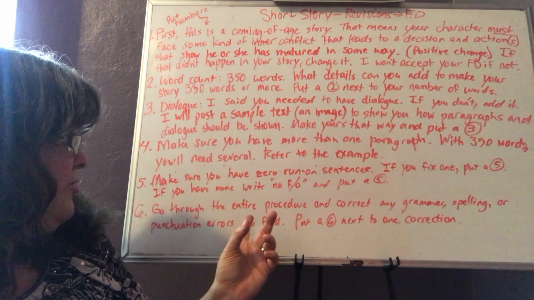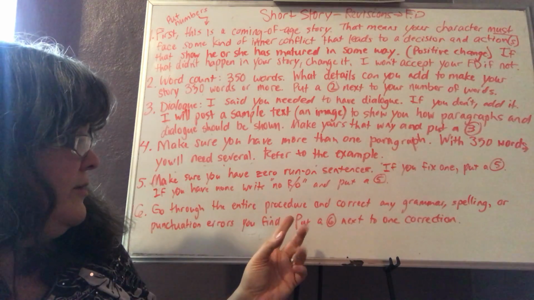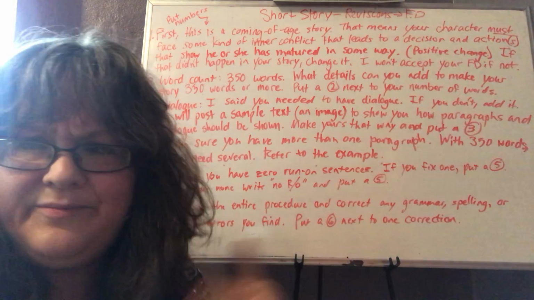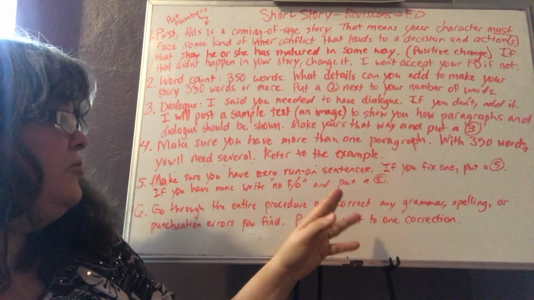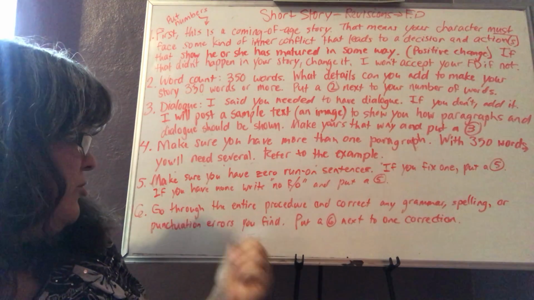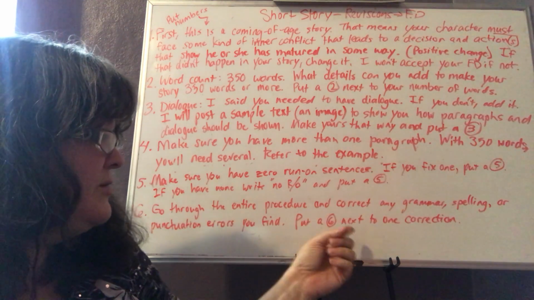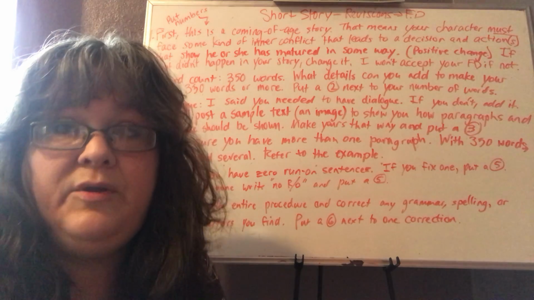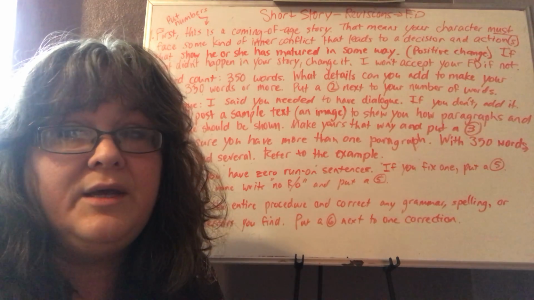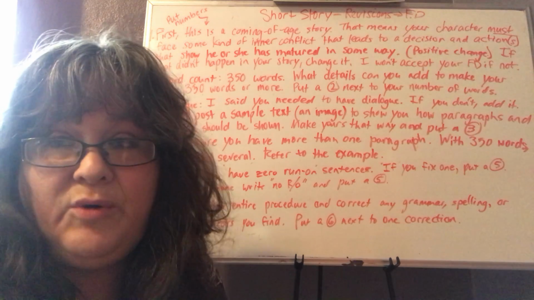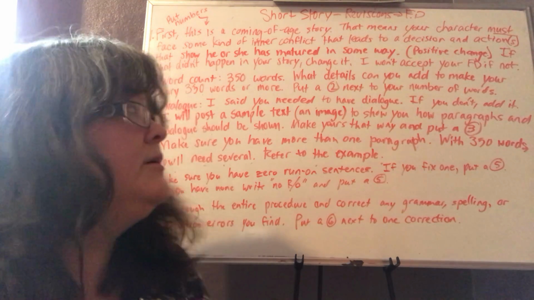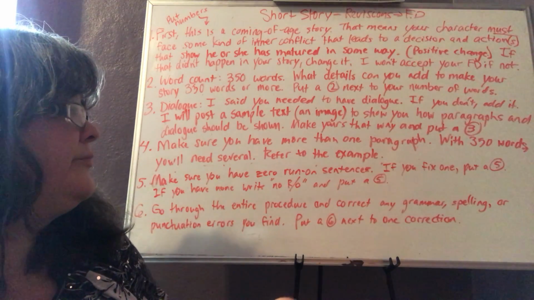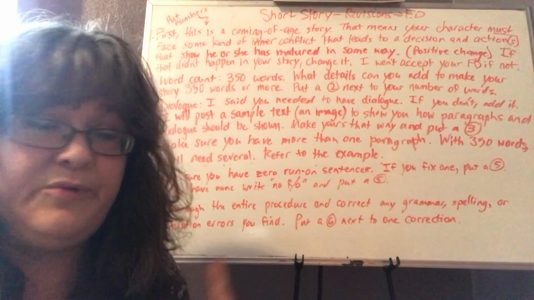Number 6, go through the entire procedure. I mean the story. Sorry. Go through your entire story and correct any grammar, spelling, or punctuation errors you find. Put a 6 next to one correction. Now, if you put a 6 next to a correction, but what you end up with wasn't actually correct, then I'm not going to count that correct. You should probably know that by now, some of you.